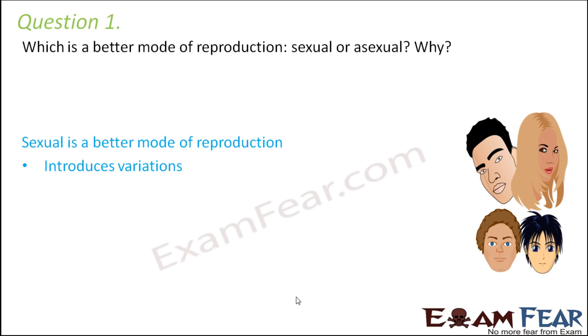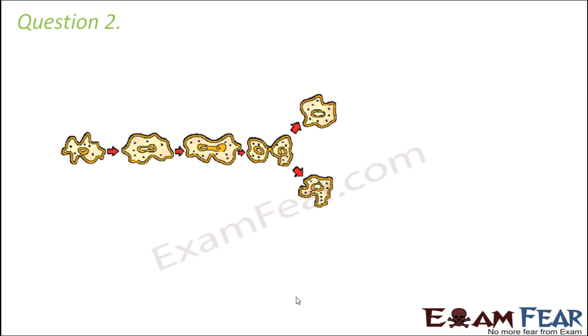And why do we want variations? Because variations are always for better. It helps the organisms to survive under adverse conditions. It also helps in the evolution of new species. With small variations over a period of time, you get a new species altogether, a new variety altogether. So variation results in origin of species. So because of some of these reasons, sexual reproduction is a better mode.